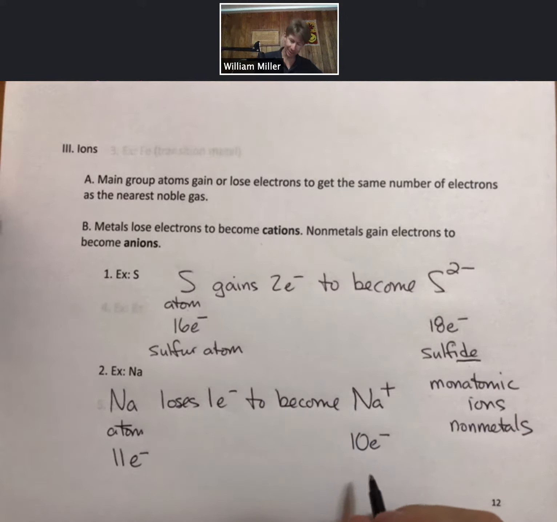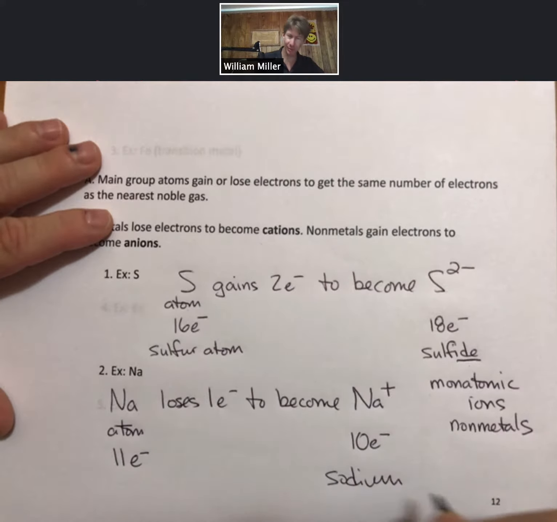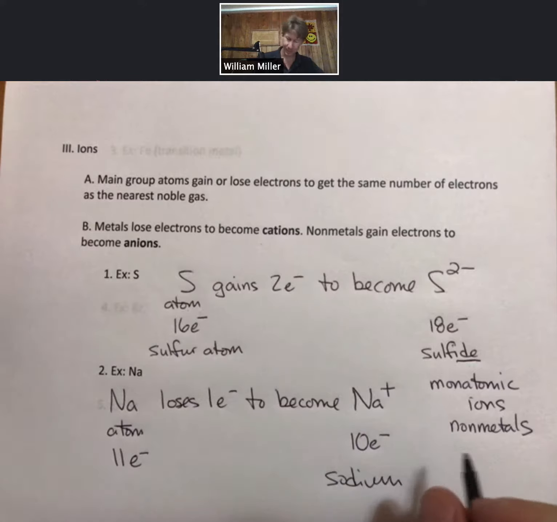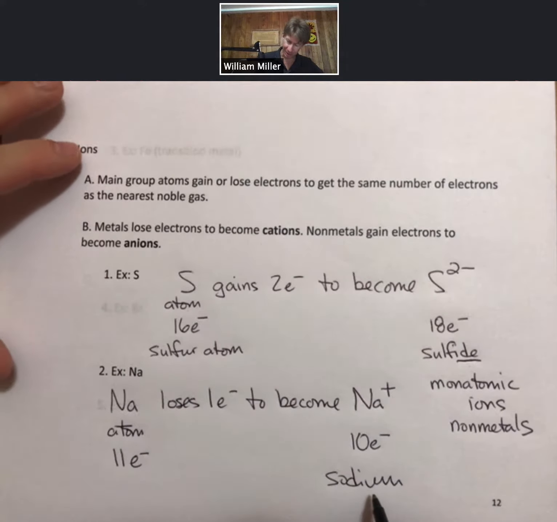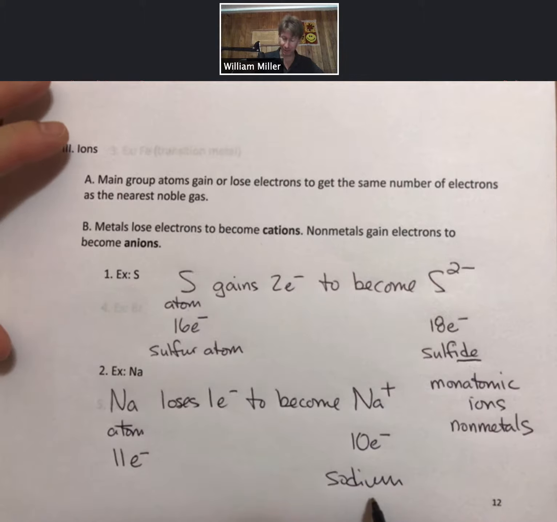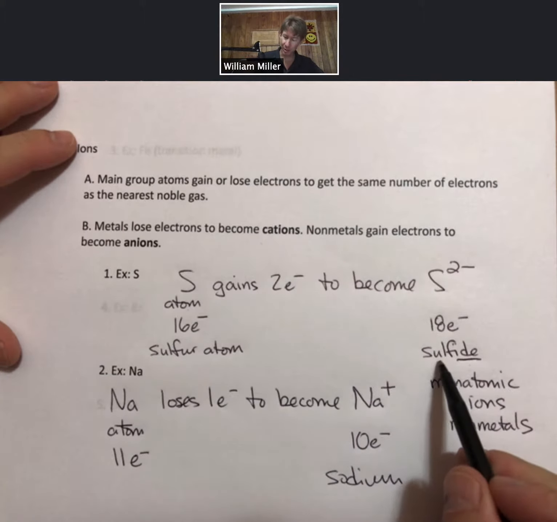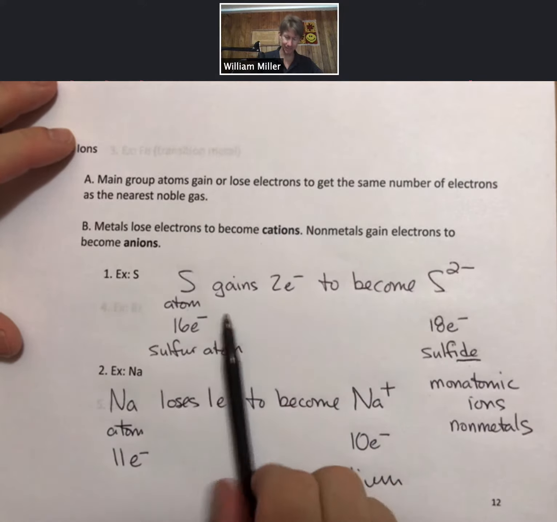And the name of this, and this is true for all of the metal ions, is going to have the name of the element. It's just the sodium ion. So metals just have the name of the element, whereas non-metals have the root of the element ending in IDE.